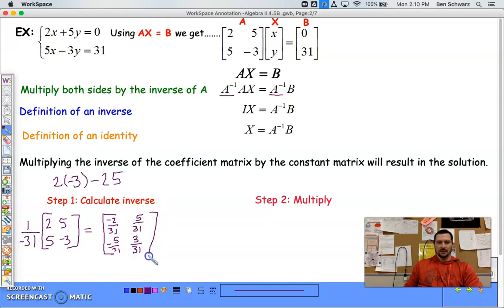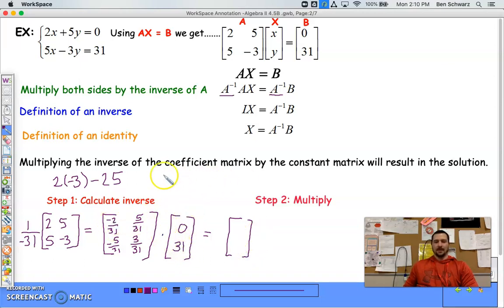So now to get the answer, we found this A inverse. To get our variables, our x and y, we just have to multiply times B, which is this one here. So take this matrix times a 0 over 31 matrix. We're going to get an x and a y, so a 2 by 1 matrix. We multiply row 1 times column 1. So negative 2 over 31 times 0 is 0. 5 over 31 times 31 is 5.